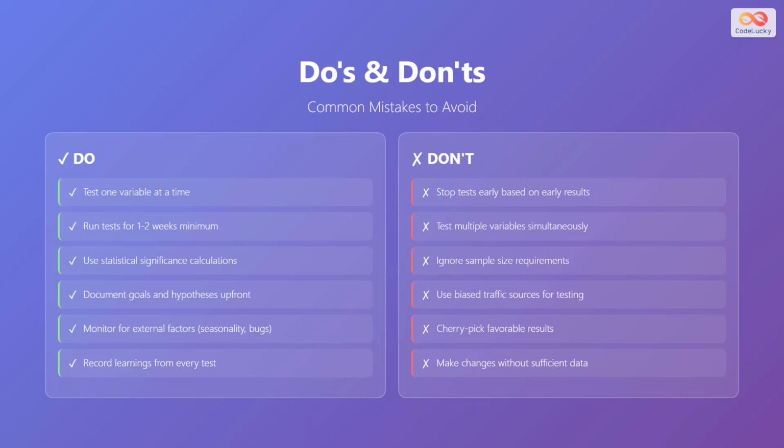Now for the don'ts. Don't stop your test early based on early results that look good. Don't test multiple variables simultaneously, as this confuses your results. Don't ignore sample size requirements. Use calculators to determine what you need. Don't use biased traffic sources that don't represent your real audience. Don't cherry-pick only the favorable results while ignoring other metrics. And don't make changes without sufficient data backing them up. By following these guidelines, you'll run A/B tests that provide reliable insights for your business decisions.